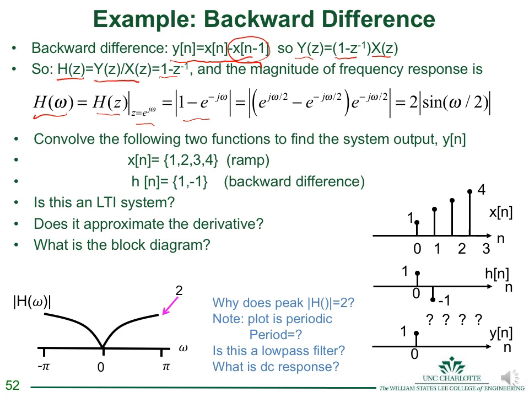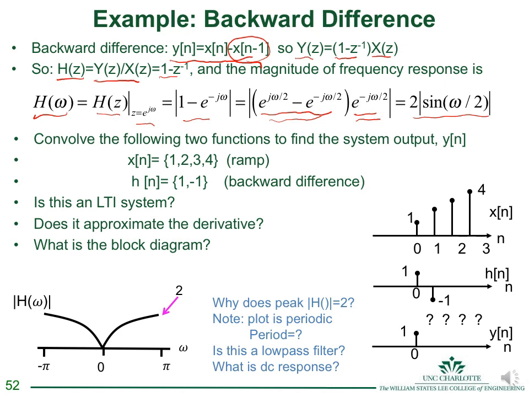I can use Euler's identity. Taking the magnitude, the j goes away, and I just get 2 sine of omega over 2. By the way, the magnitude of e to the j theta is 1. It's on the unit circle, so e to the j omega over 2 is similar. And so the frequency response of this backward difference at omega equals 0 is 0.